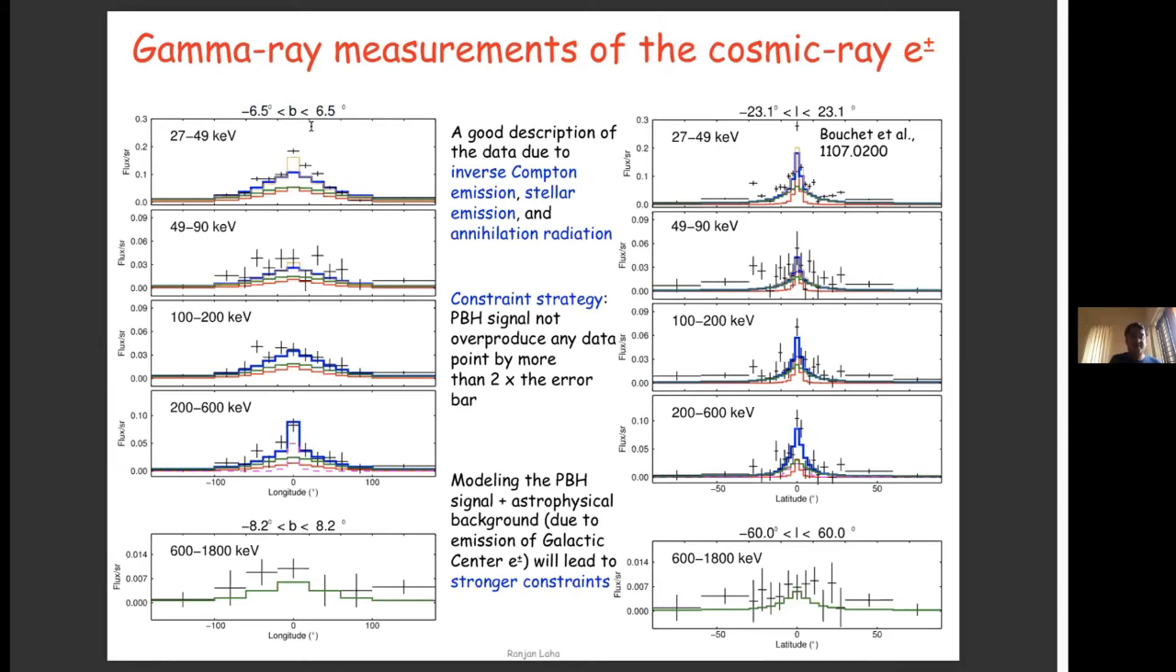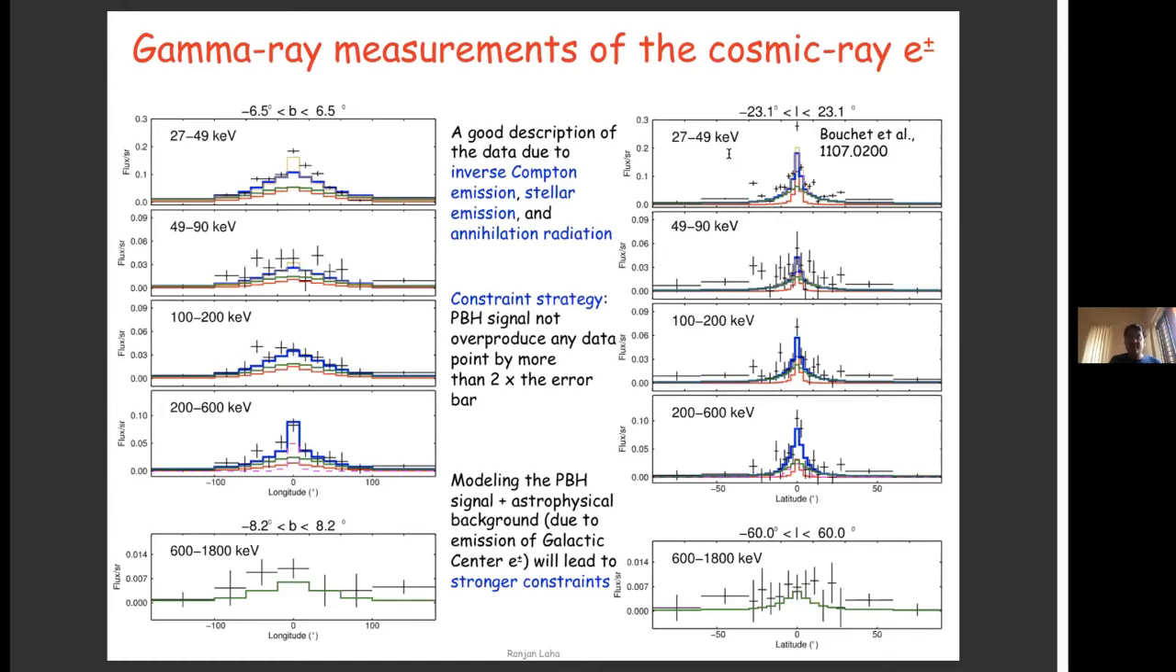to plus 6.5 degrees, for various energy bands: 27 to 49 keV, 49 to 90 keV, 100 to 200 keV, 200 to 600 keV. And for this energy range from 600 to 1800 keV, they integrate it over a wider latitude range from minus 8.2 degrees to plus 8.2 degrees. These crosses that you see are the data points. And the blue line, the red line, and all of these are the various contributions of the diffuse gamma ray spectrum at the galactic center.